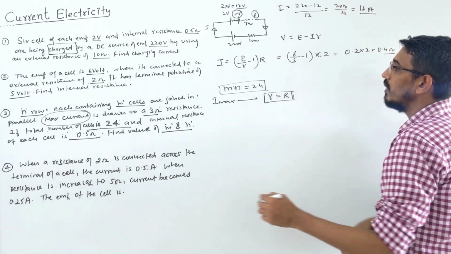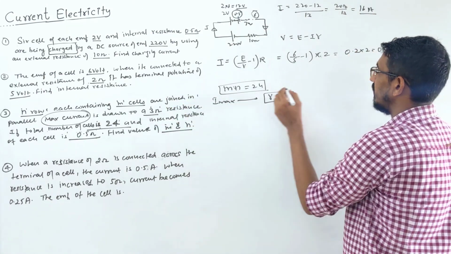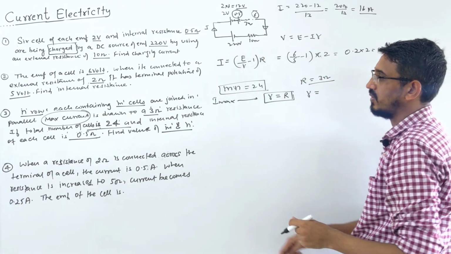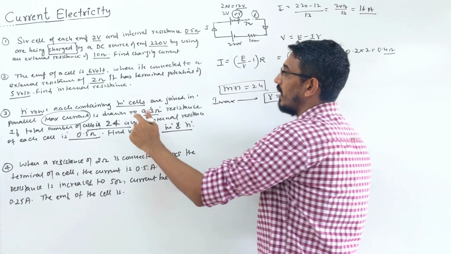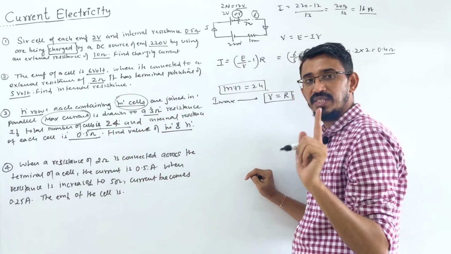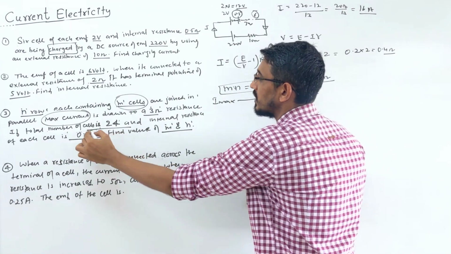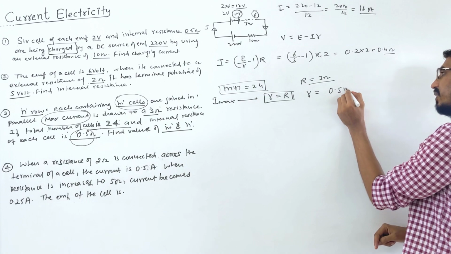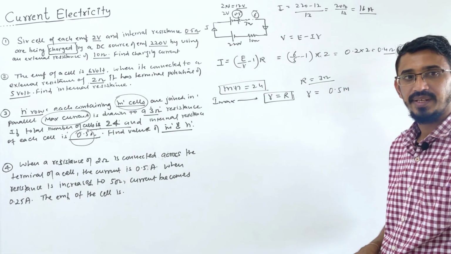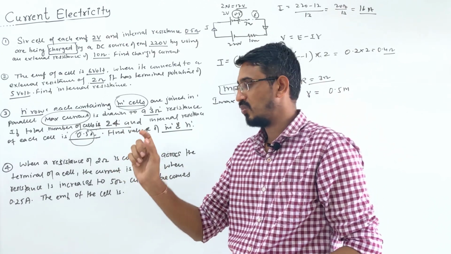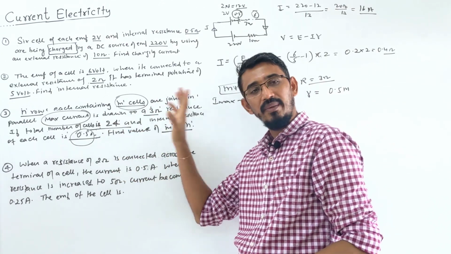What is the total external resistance? Given to you, R given 3 ohm. What is the total internal resistance? Watch carefully. M number of cells in series. In one line, how many cells do we have? M. If each resistance is 0.5, what is the total resistance of each branch? 0.5 times M. Clear? M number of cells in series, all resistances are added, 0.5 plus 0.5, M times.